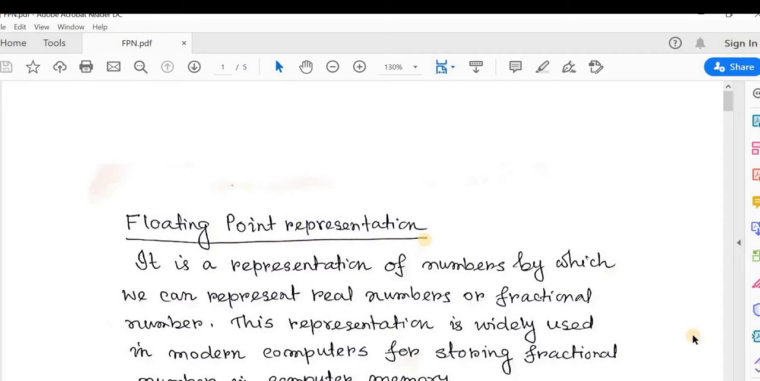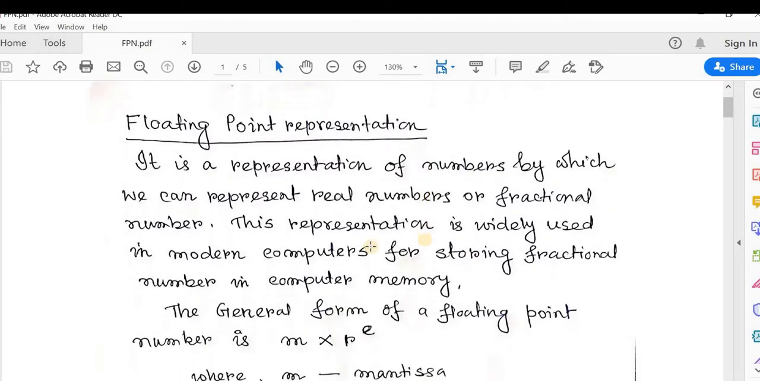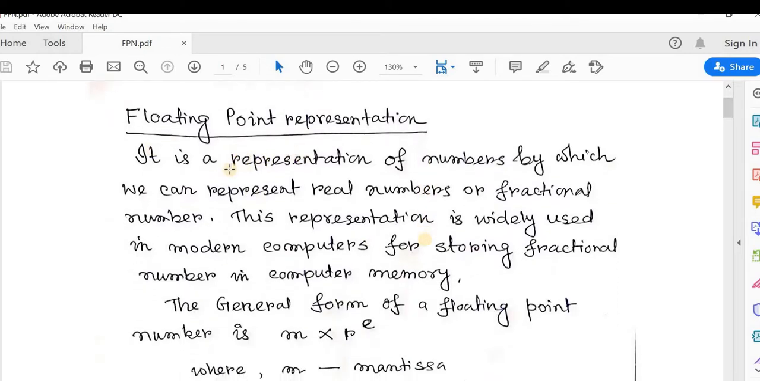So see this definition. It is a representation of numbers by which we can represent real numbers or fractional numbers. This representation is widely used in modern computers for storing fractional numbers in computer memory.